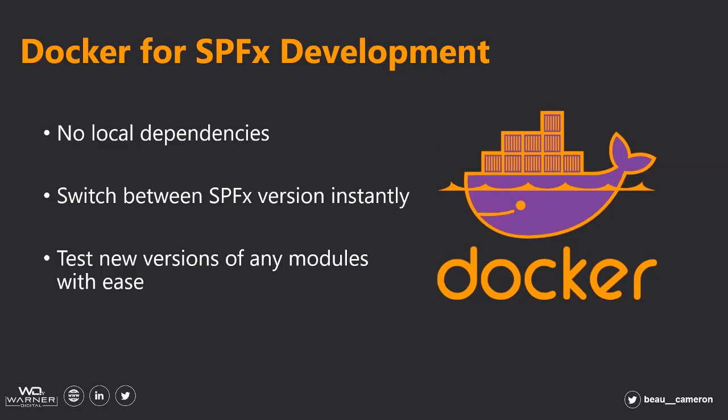Now, you could install Docker, and really that's the only thing you'd ever have to do. You have no local dependencies. You can switch between versions of SPFx and other open source tools, like what version of Node or Yeoman or Gulp or any other open source package that you may be using globally. You can switch between them pretty much instantaneously.